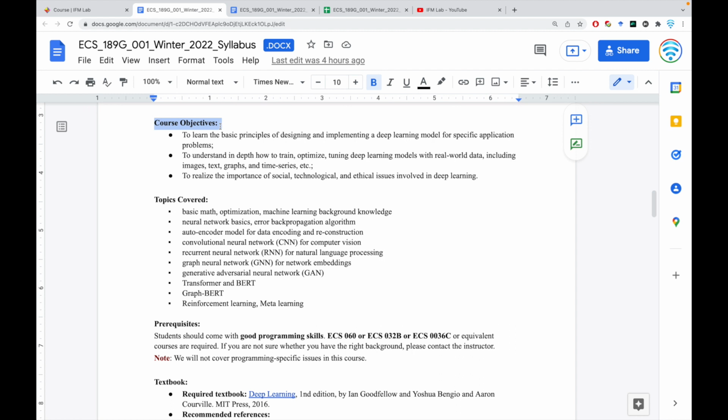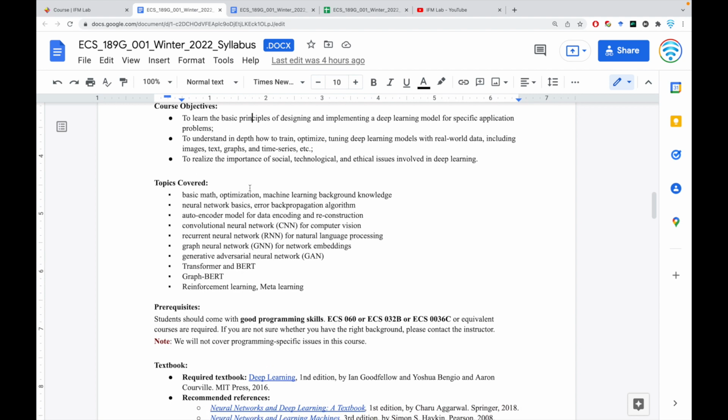So, the course objectives. In this course, we want to help a student learn the basic principles for designing and implementing a deep learning model for specific application problems. We also want to help a student understand in depth how to train, optimize, and tune a deep learning model with real-world data, including images, text, graph, and time series data. More importantly, we want to help a student realize the importance of the social, technological, and ethical issues involving deep learning. So these are the main objectives for this course.